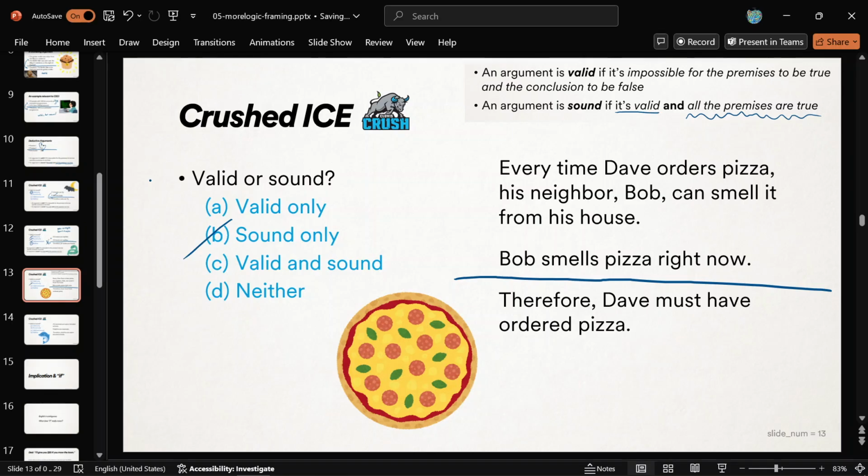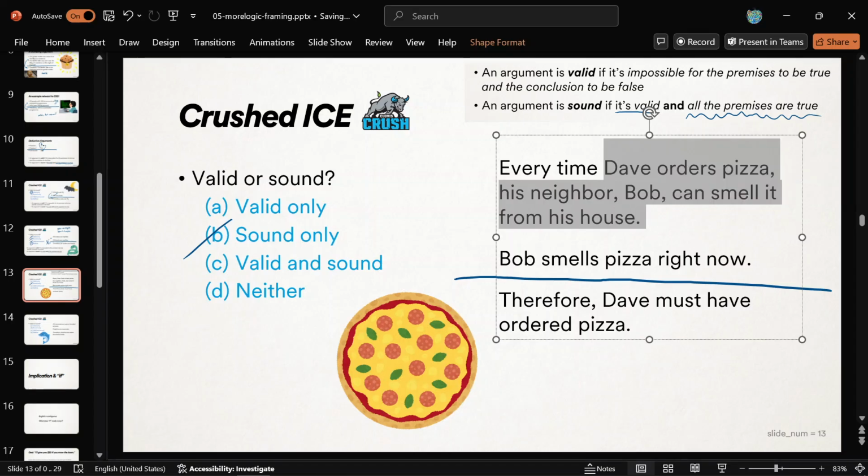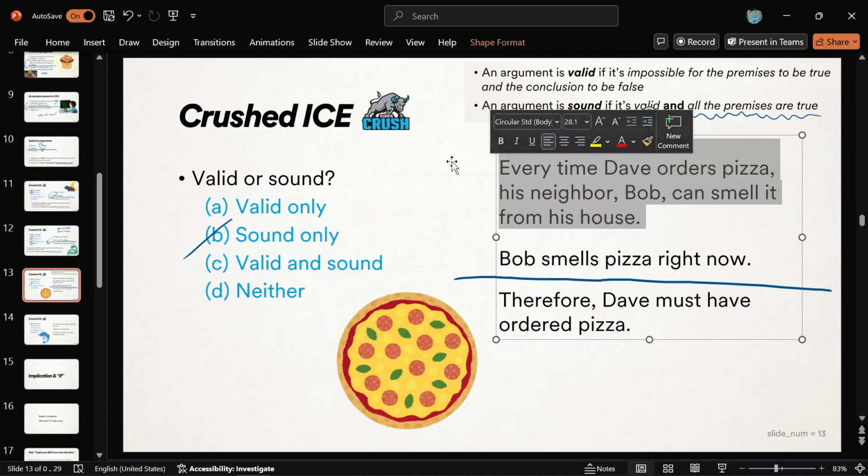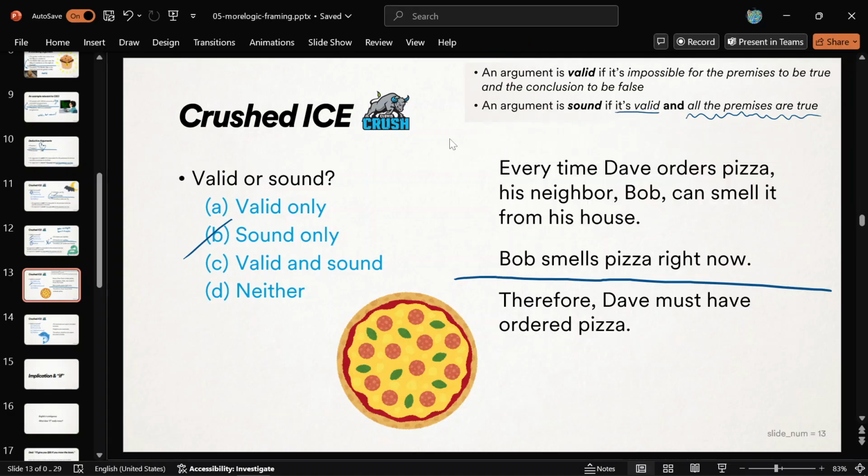All right, let's talk about this. So, okay. Every time Dave orders pizza, his neighbor Bob can smell it from his house, and Bob smells pizza right now. So, all right, what does this give us in arrow form? It's like, if you give me the fact that Dave orders pizza, then we can get out that Bob smells that pizza. Do we all agree that that is the arrow equivalent of that assumption? It's close enough. He can smell it.